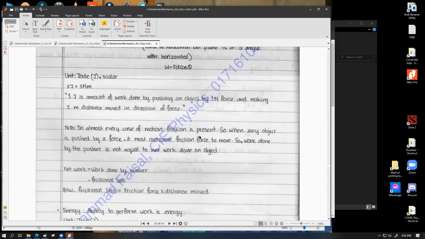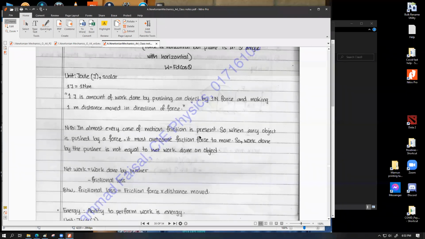Either you have contact friction, if it's a solid object, or rolling friction if it's a rolling object like a wheel or a solid cylinder of metal rolling up. Or, if you are moving simply through air, the air resistance is also a sort of fluid friction, which I have covered in earlier chapters. So whenever any object is pushed by a force, it must overcome the frictional force to move. If we want to achieve movement, first of all we have to overcome the frictional force, and only then can the object actually move.